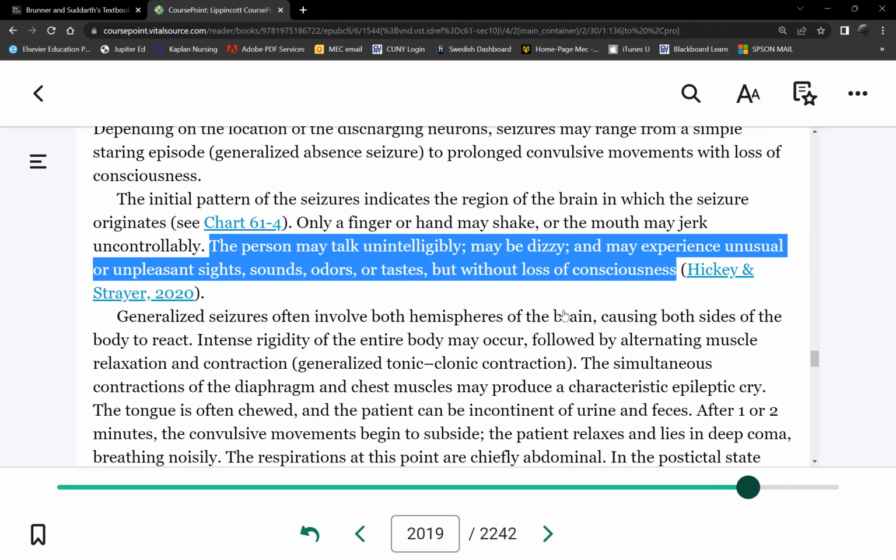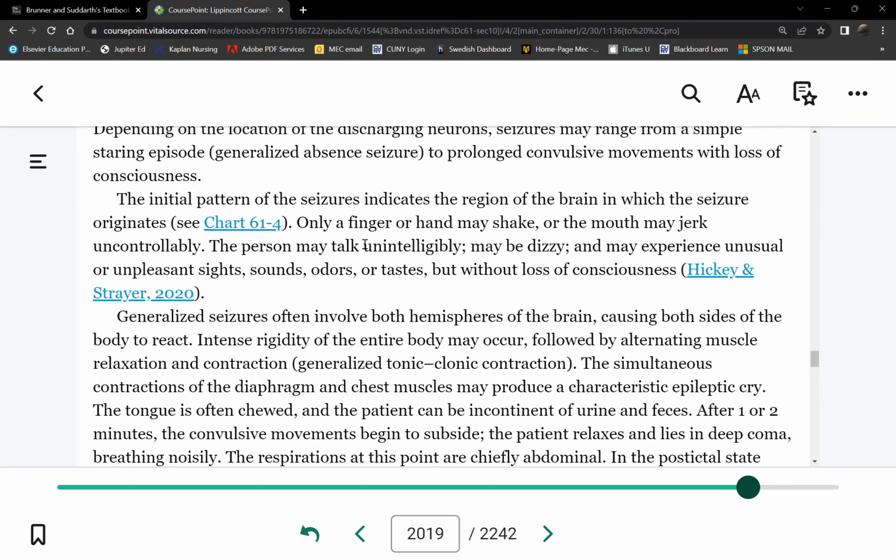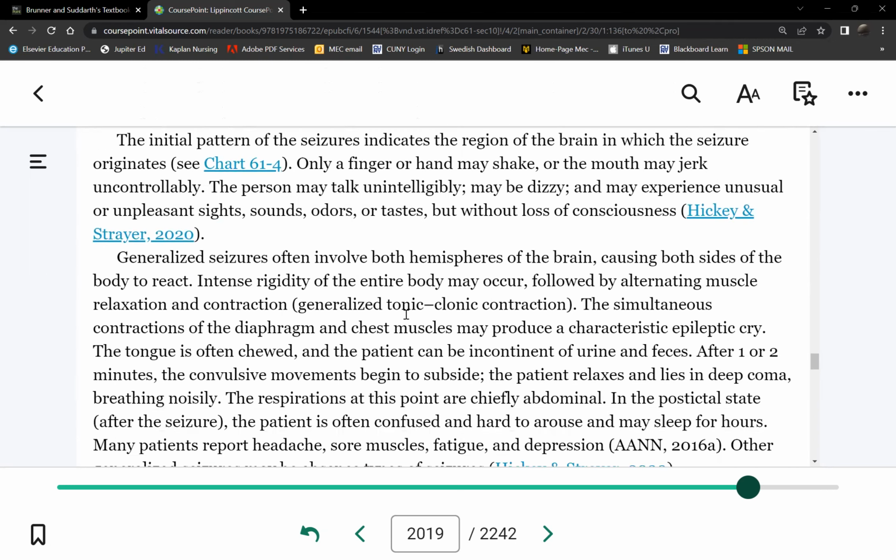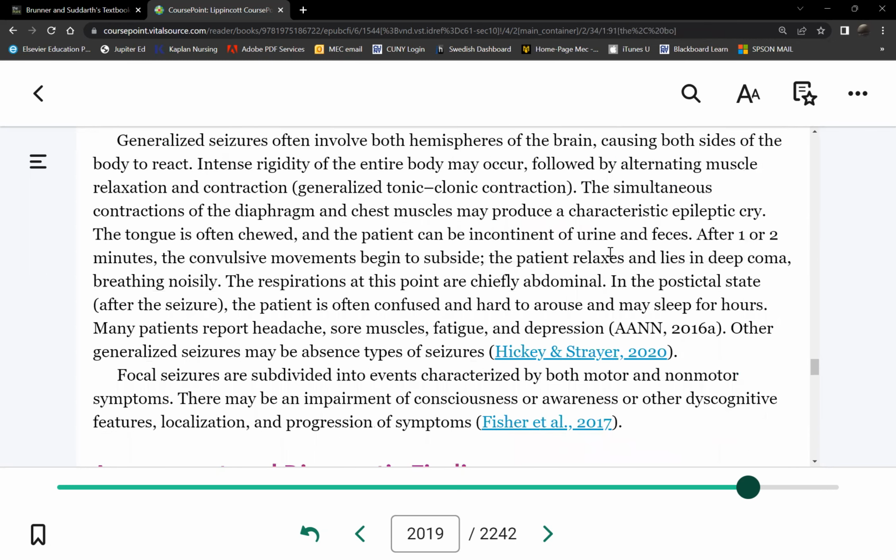I gave you the example of Stella. Stella was making those funny, unintelligible sounds. That's the best I could recall. I don't exactly know what sound she was making. And then she's followed by the tonic phase, so the muscles go into a contraction, and then followed by the clonic phase, or the jerking movements.